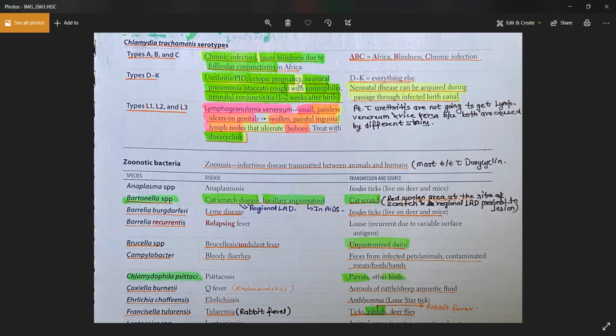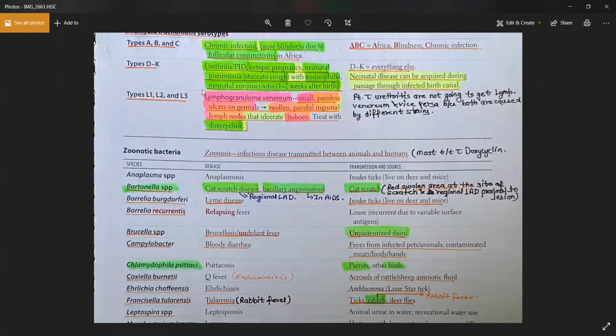Okay, and they also cause a neonatal pneumonia, which causes the staccato cough. In this cough, the patient will cough and then inspire, then cough, then inspire, then cough, then inspire. Okay, and you will also get the neonatal conjunctivitis, which happens during the delivery of the baby through the infected vaginal canal, just like your gonorrhea. Okay, you can get this neonatal conjunctivitis in case of chlamydia also.